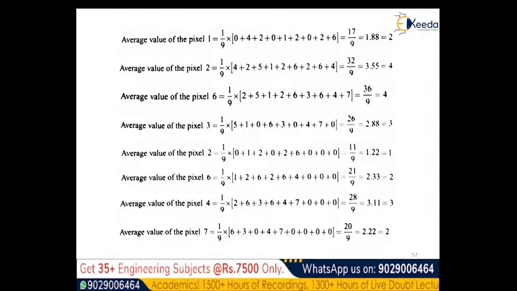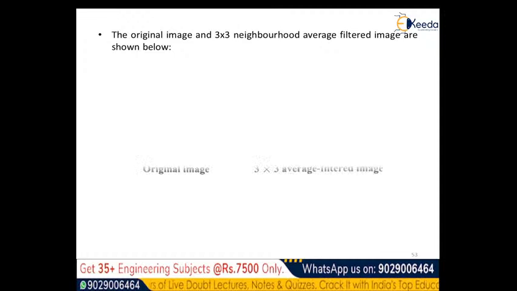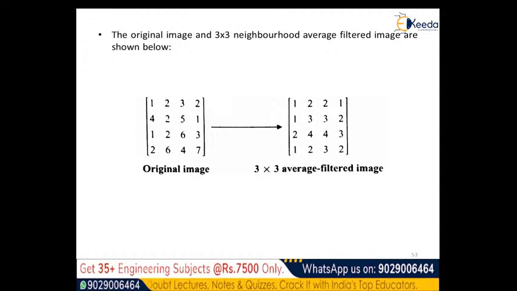Now whatever the original image was, by using a 3 by 3 neighborhood averaging filter mask here, we get the new values as represented on the right hand side here. So this is the 3 by 3 average filtered image, the output image, by using the averaging filter of this dimension on the original image. Here it is the output image.